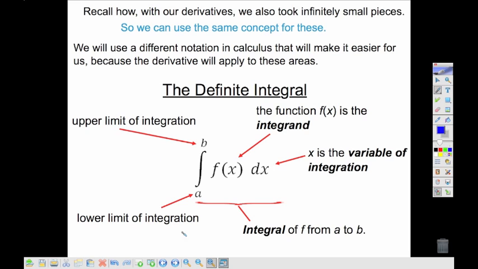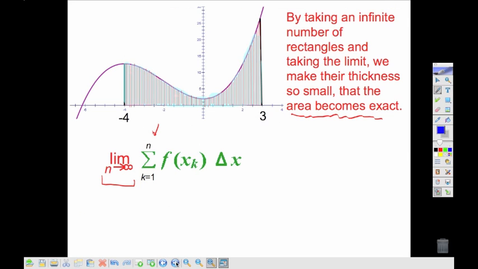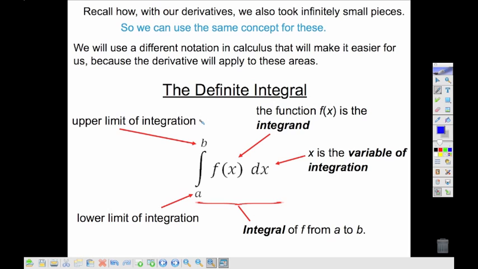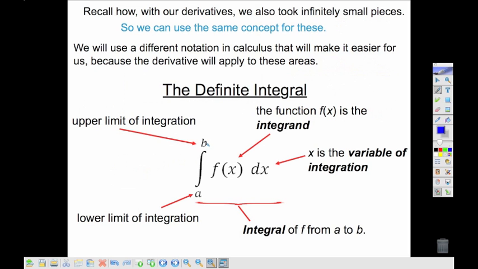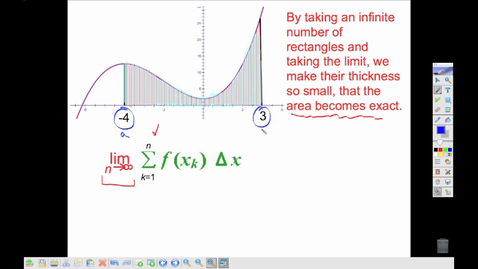But we're going to use a different notation now. Rather than the sigma notation, we're going to use a new notation that's more helpful in calculus. We're also going to be able to use the derivative to apply to these areas. So defining the definite integral, this is the notation that we'll use here. We use this large S-shaped symbol where A is the lower limit of integration. So on this graph, this -4 would be our A. The B here would be our upper limit. So in this one we're going to 3, so that would be our B. And so on this one we're going from -4 to 3.